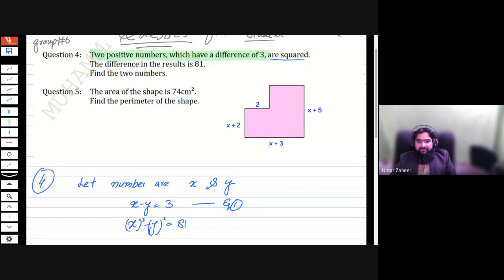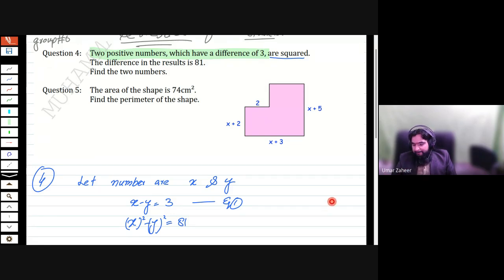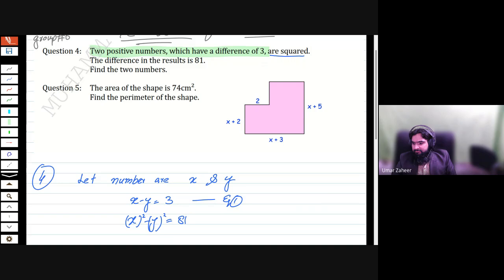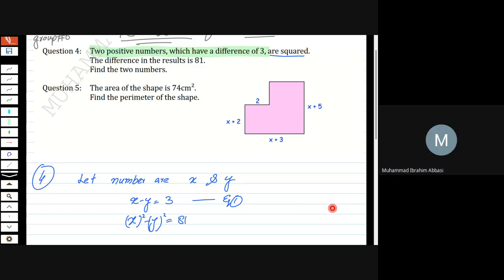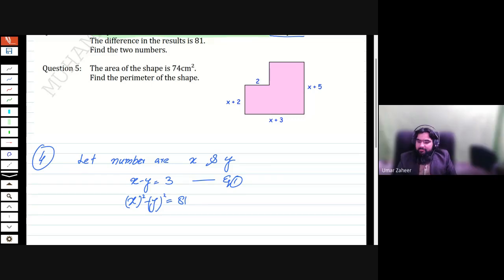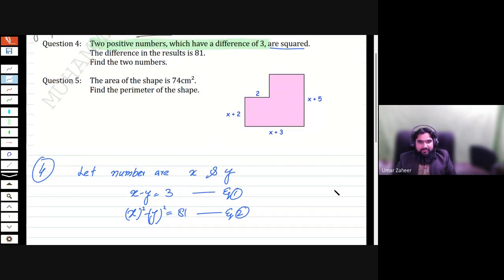All right. The difference is 3, obviously not the sum. If you say that x plus y is equal to 3, that is totally wrong. We have to take the difference, and difference means the bigger value minus the smaller value. It is clear? Yes, sir. Now we are going to get two equations, so we have to solve them. We have not done yet how we can solve this type of equation.